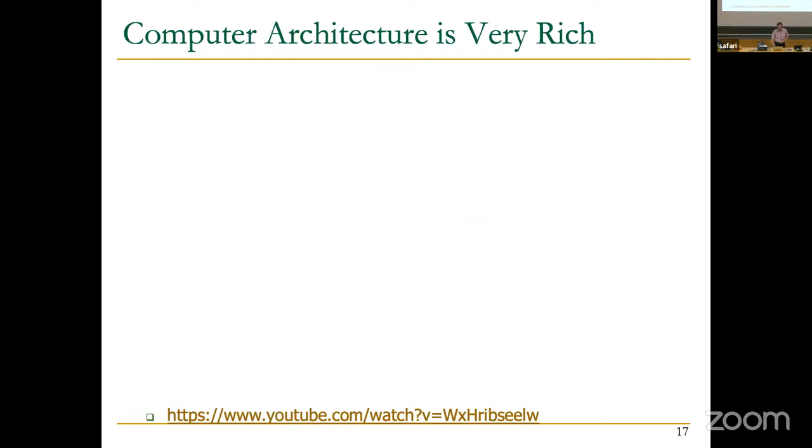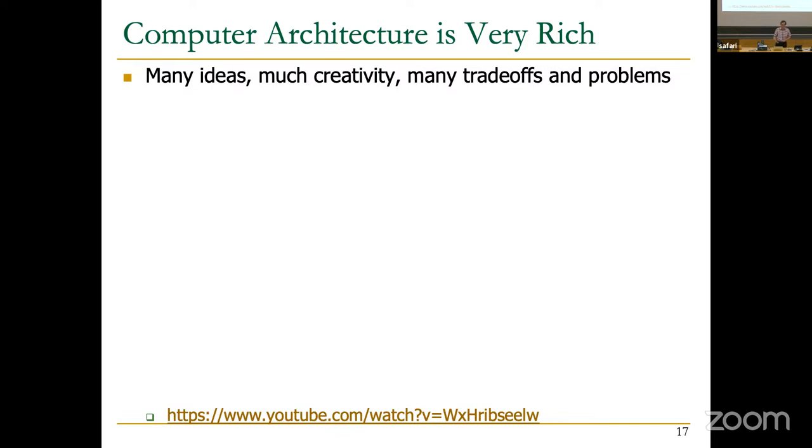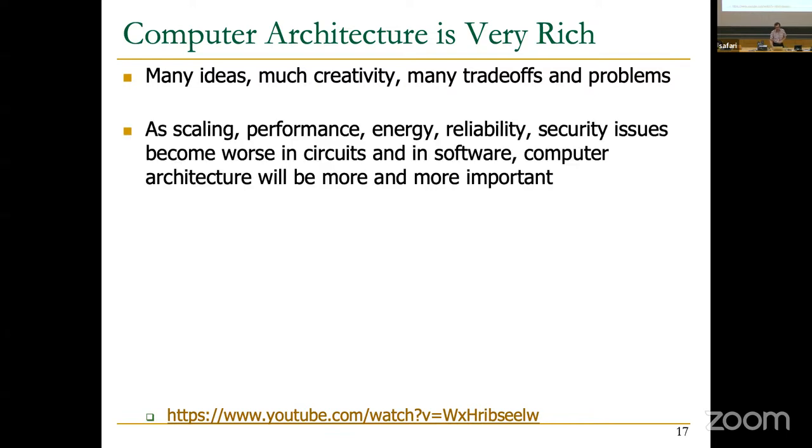So basically, computer architecture is very rich. I don't know why that YouTube link is there. There are many ideas, much creativity, many trade-offs, and many problems. So even if you constrain yourself to computer architecture, there's a whole lot of interesting things to do, basically. And things are becoming more difficult and important as technology scaling, performance, energy, reliability, and security issues become worse in both hardware and software in the end.